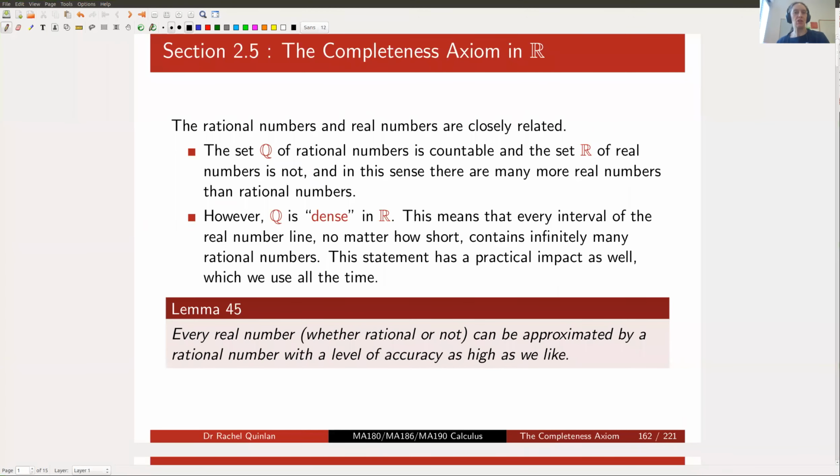Okay, welcome everybody to lecture number 16. So our theme today is the completeness axiom for the real numbers. And we've had a break of last week since the last time we met. And let's just recall briefly, although we don't directly need it for today, what we've been talking about.